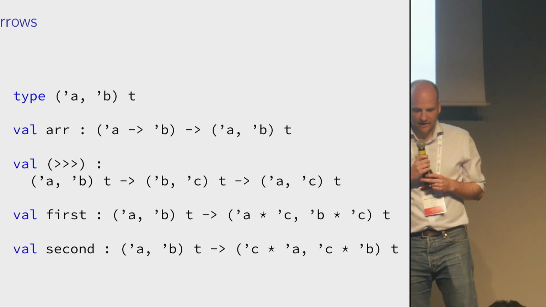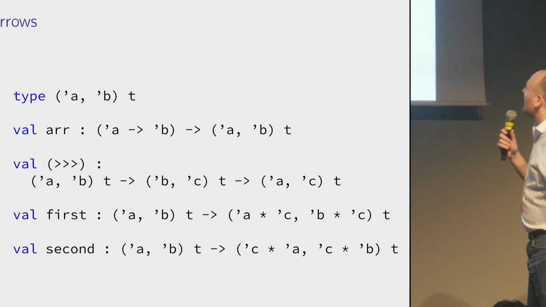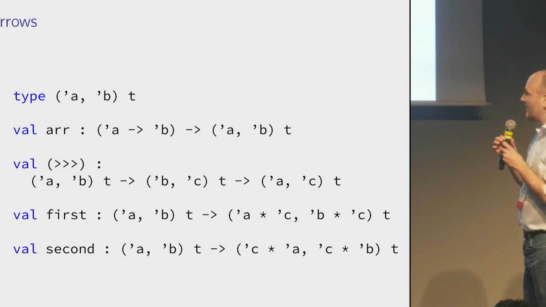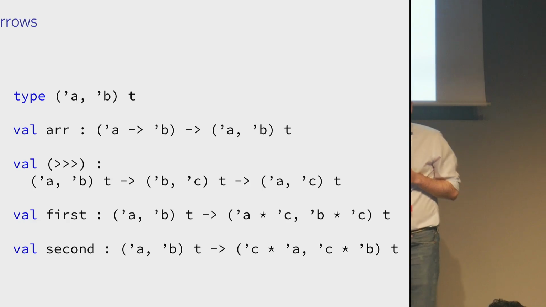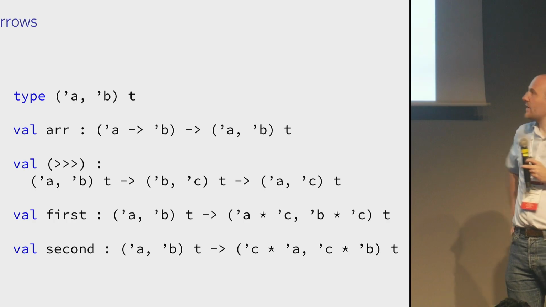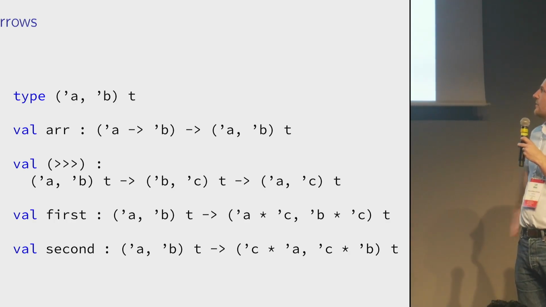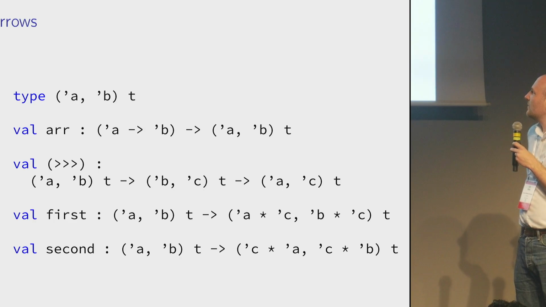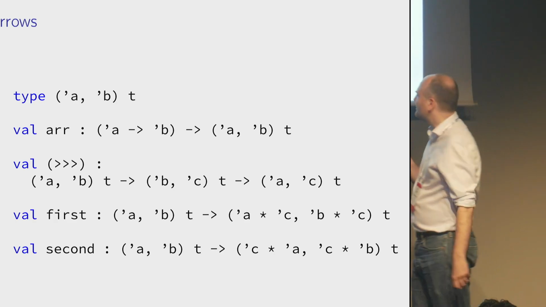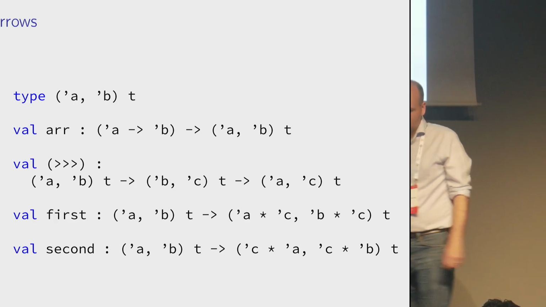Right, so first, arrows. Here is some OCaml syntax for the interface for an arrow. An arrow is a type alpha, beta, t, that represents a computation that takes an alpha and produces a beta. We can lift a pure function into an arrow with the arr combinator. We can compose these computations together sequentially, one after the other.